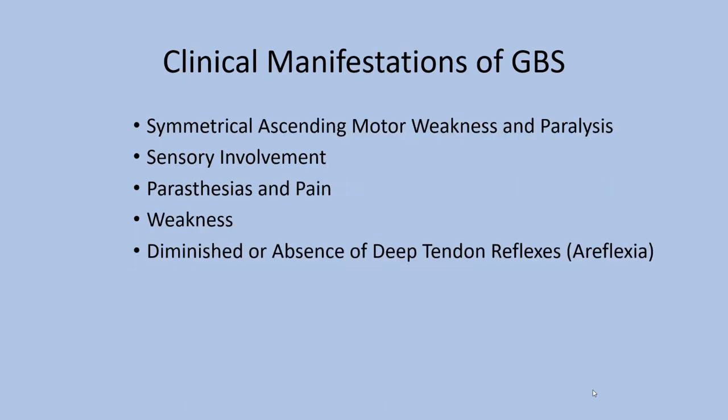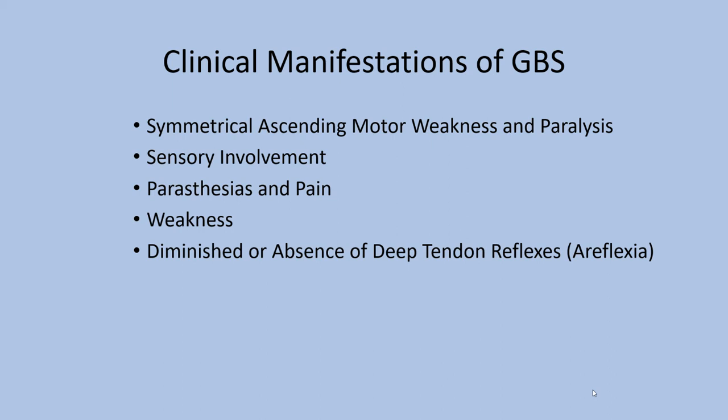Clinical manifestations, we talked a little bit about that. So it's symmetrical. So it's the same on both sides. So it's ascending motor weakness, paralysis that usually starts in the feet and extends to the trunk and arms. So an easy way to remember the pattern of weakness in GBS is it starts in the toes and up it goes. So starts in the toes and up it goes.